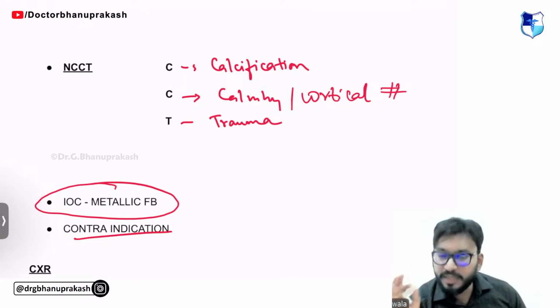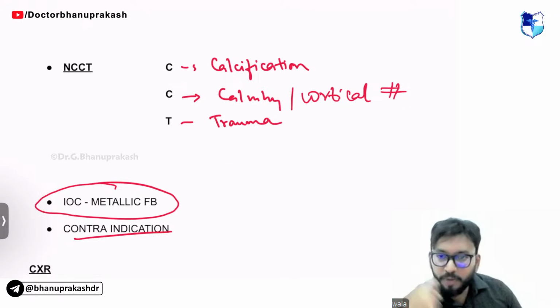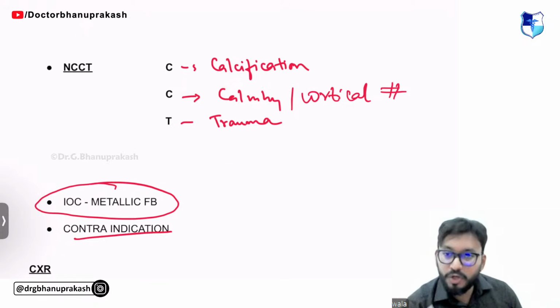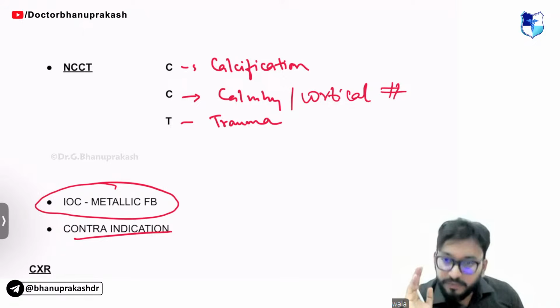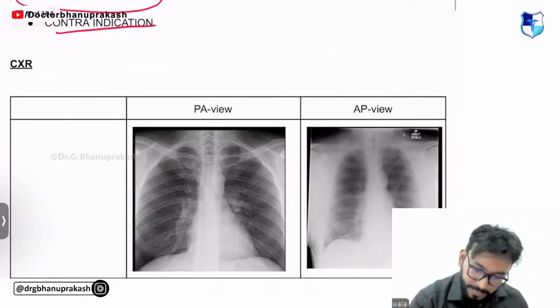So there was a question in the exam. A person was walking with a hammer and chisel, and a metallic object just flew into the eye. Which of the following investigations will you not do? The answer was MRI. MRI cannot be done. The investigation of choice has to be CT scan. Okay, guys, let's move on.